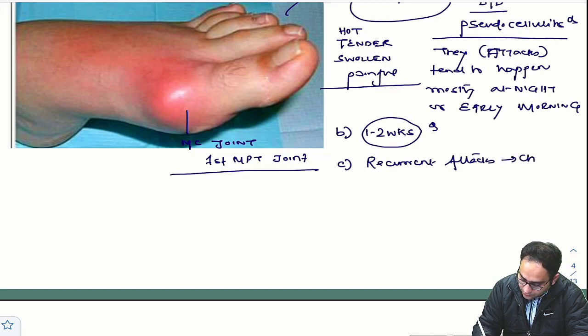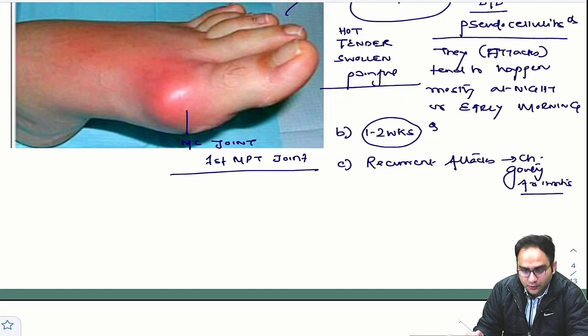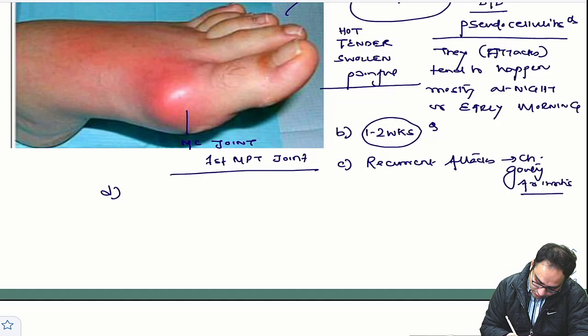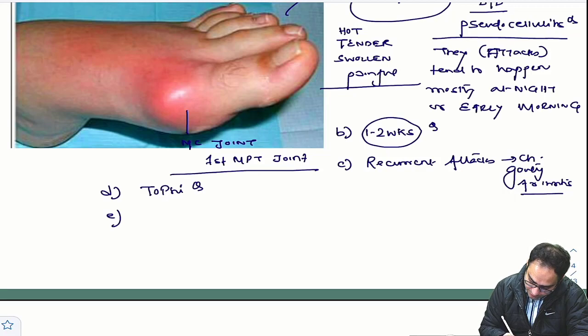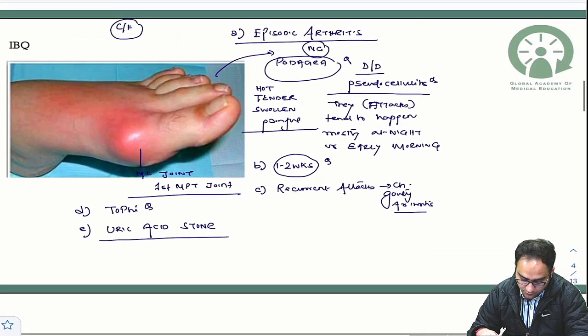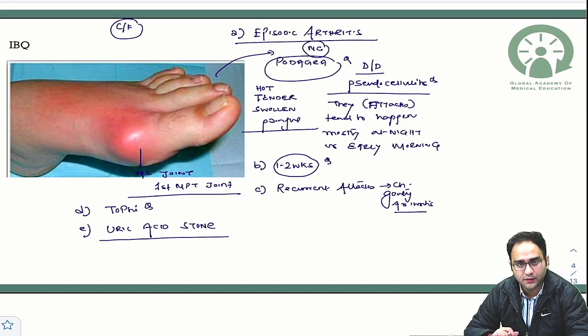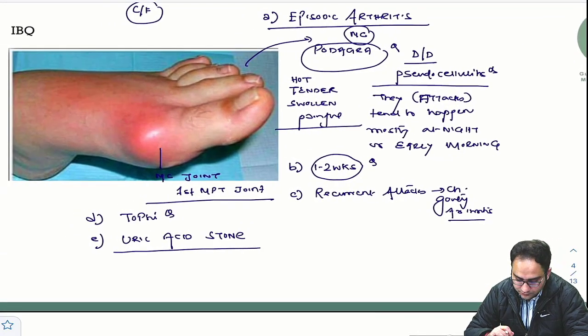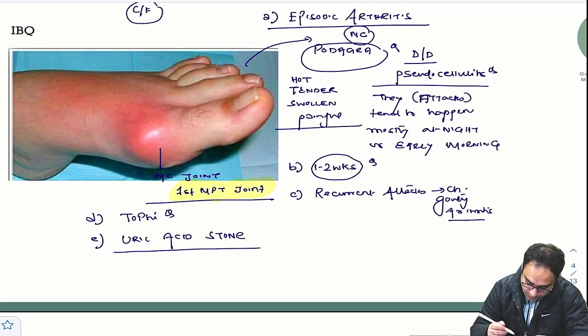Recurrent attacks can give rise to chronic gouty arthritis. Apart from that, you can have tophi deposition, and you can have uric acid stones. So all these can be manifestations of gout, out of which you have to remember that the most important joint involved in gout is the first MTP, the metatarsophalangeal joint.